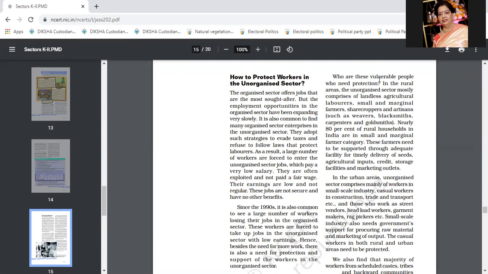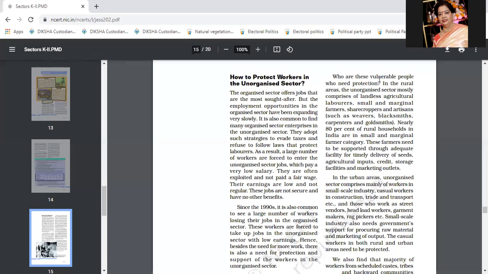Not only this, but you can write down your own points also, because that is your own way. How can you protect the workers in the unorganized sector? And especially when we are talking about this in reference to the globalized world. Now we are living in a globalized world. As it's written in your NCERT book also, since the 1990s. Why are we talking about the 1990s?